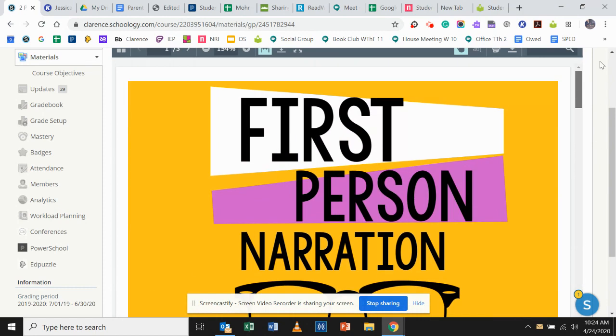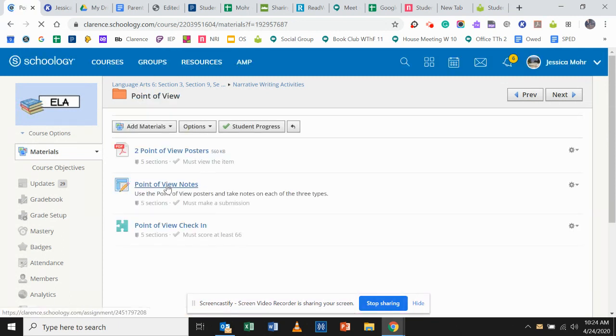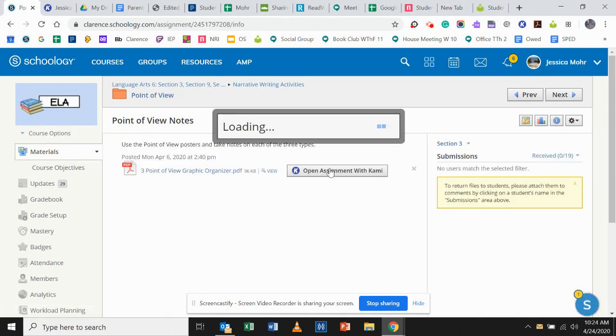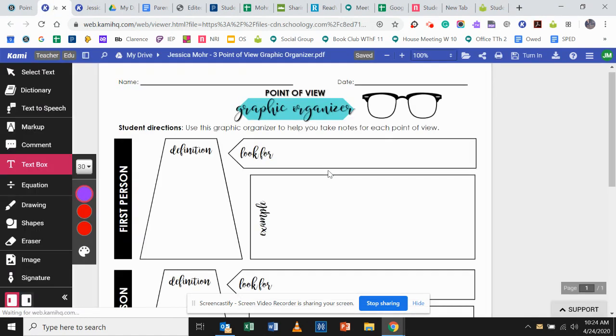So, now that you've read that, you go back to the point of view folder. Next, you have to look at the point of view notes. You have to read them over. When you read them over, you can open them using Kami, and you're going to have to annotate and fill in some information.